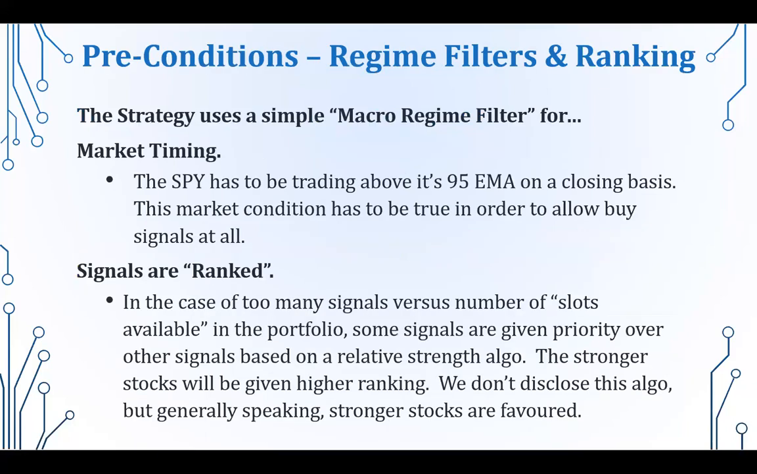Now, the strategy uses a simple macro regime filter for market timing. The SPY has to be trading above its 95 EMA on a closing basis. So this market condition has to be true in order to allow any buy signals at all.